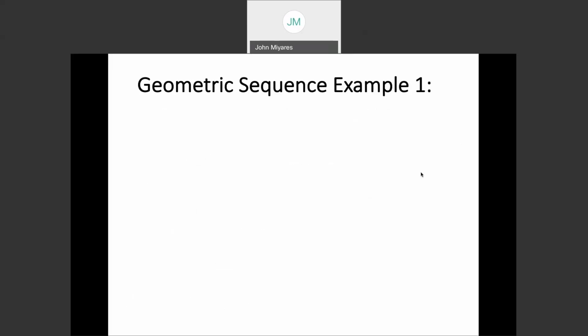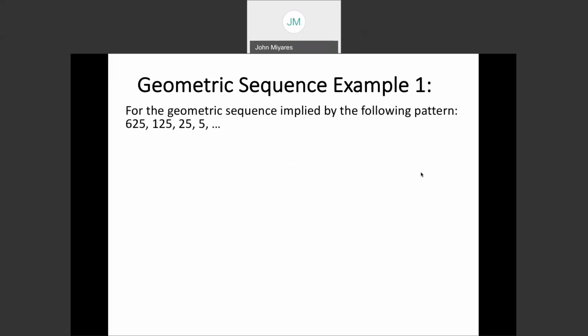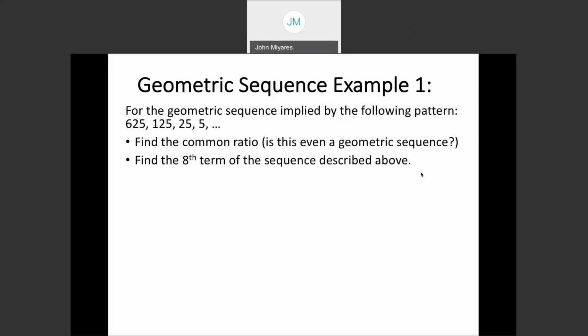Here's our first geometric sequence example. Suppose we're given the geometric sequence implied by the following pattern: 625, 125, 25, 5, and so on. We're asked to find the common ratio, then the eighth term of the sequence, and then a formula for the general term or the nth term. To find the common ratio, we need to figure out what each term in the sequence is getting multiplied by to get to the next term.